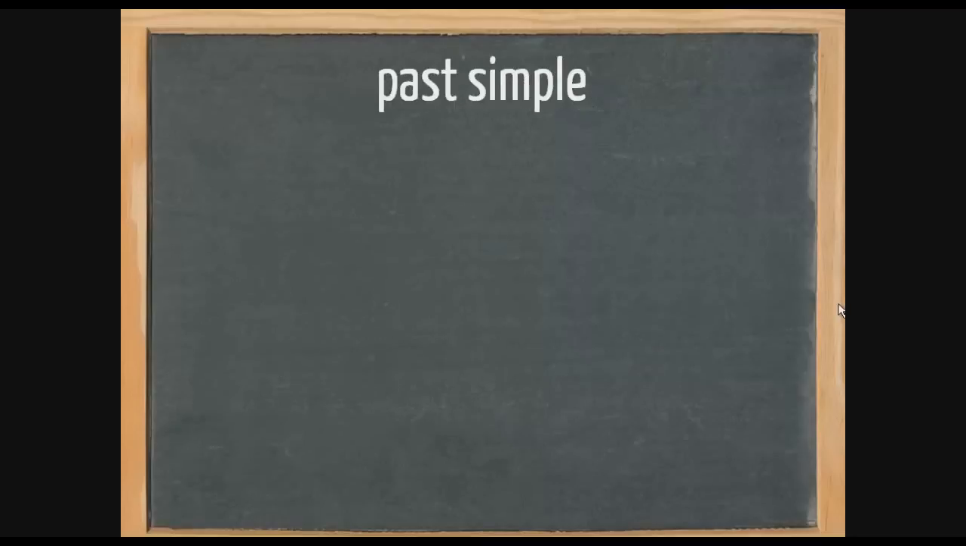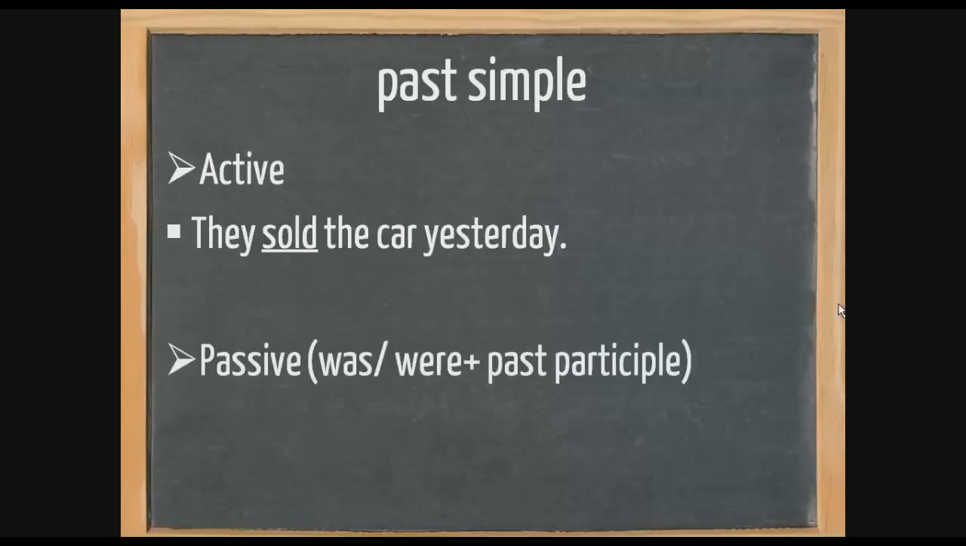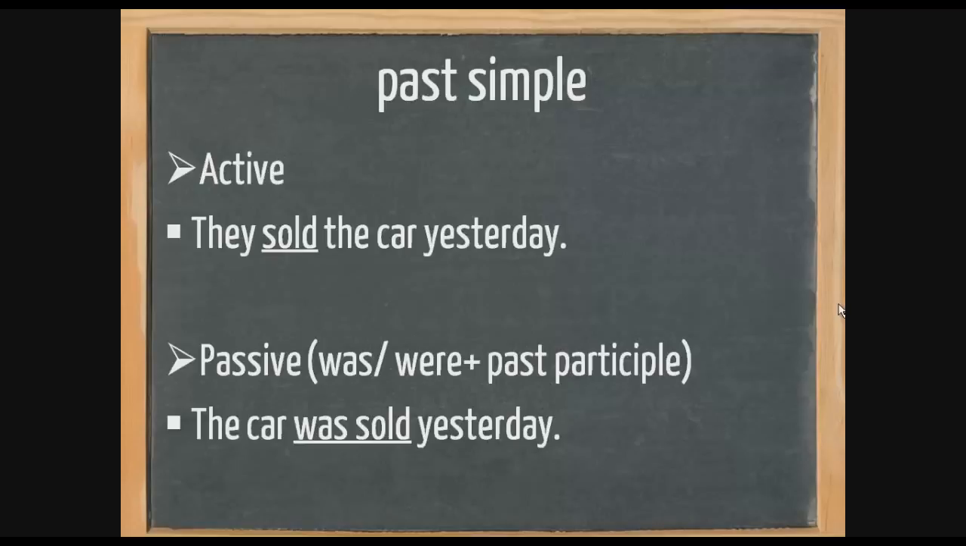The past tenses. First, the past simple. Active: They sold the car yesterday. Remember, just as in the present simple, we need to use a form of to be, so was or were, and the past participle. The car was sold yesterday.